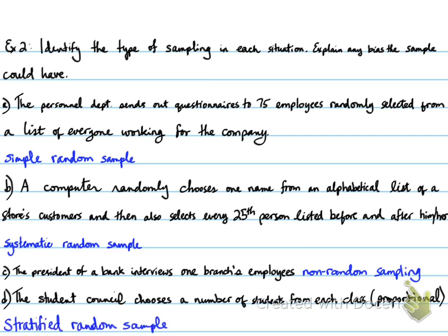Stratified random sample. What could be a problem here is the 10% that gets asked could be all girls, could be all boys, could be just the friends of the student council possibly. So it's really important that you don't create a bias that could create issues.